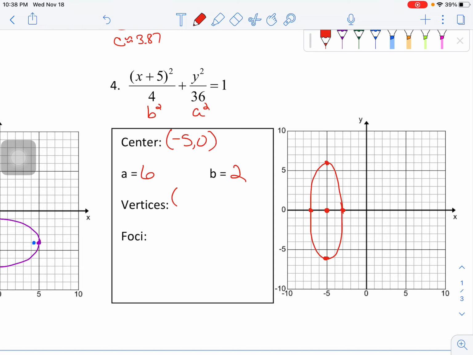So on the x-axis, we added or subtracted 2 to our x value. So -7, 0 and -3, 0. And on the y-axis, we added or subtracted 6 for that vertical axis there. So -5, 6 and -5, -6. So those are my 4 vertices.